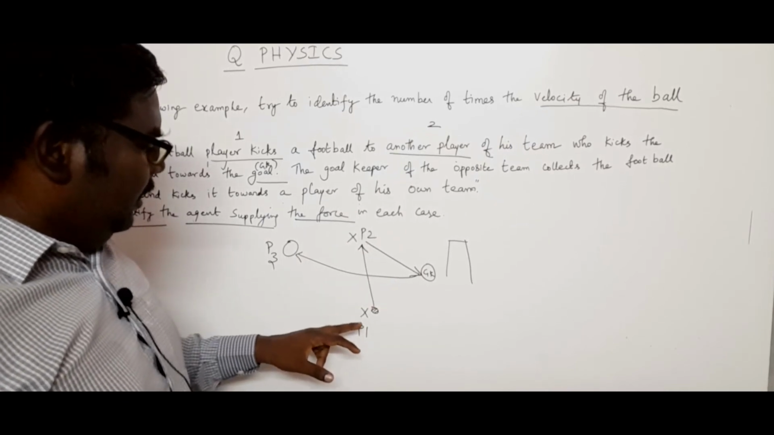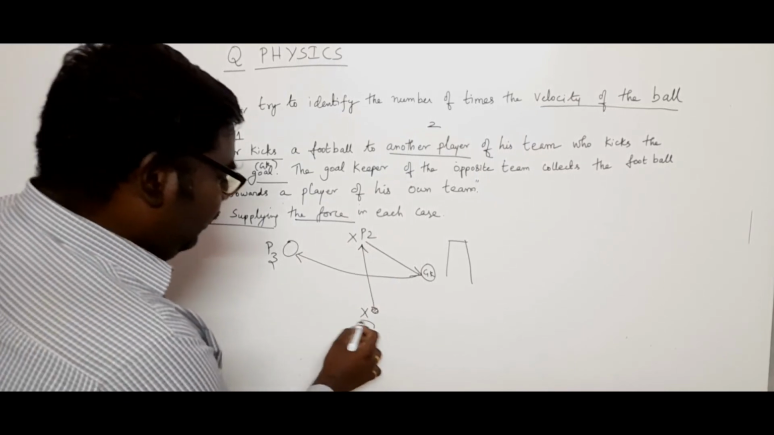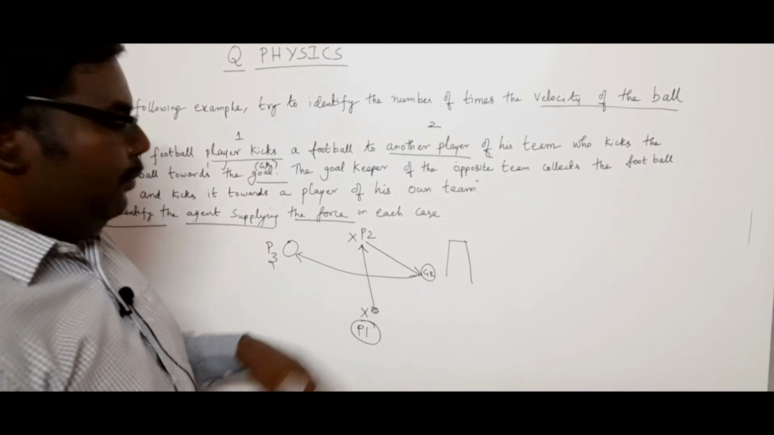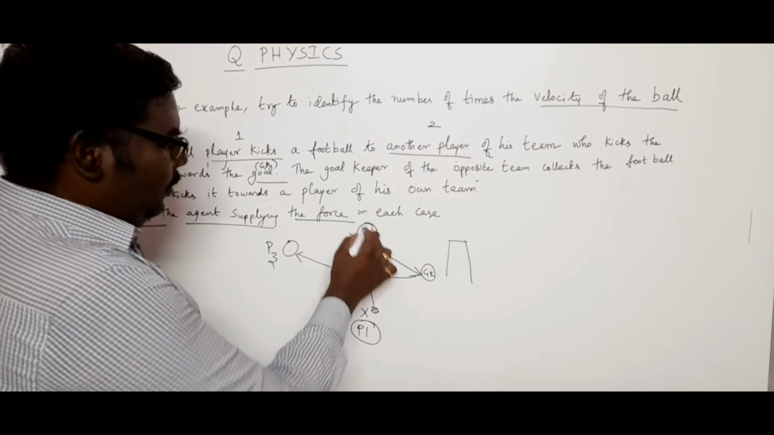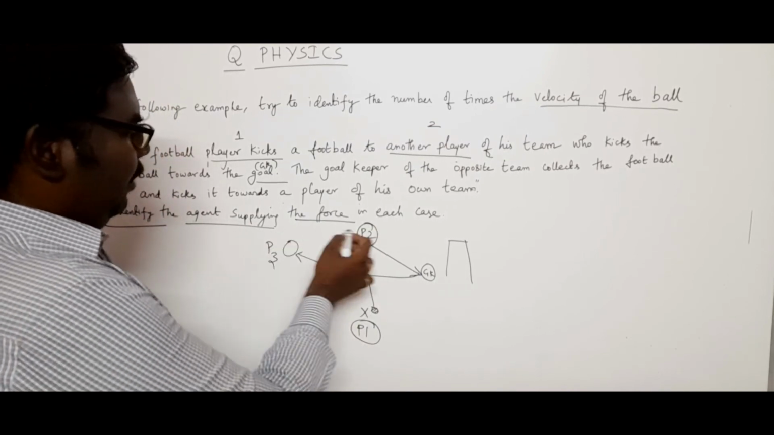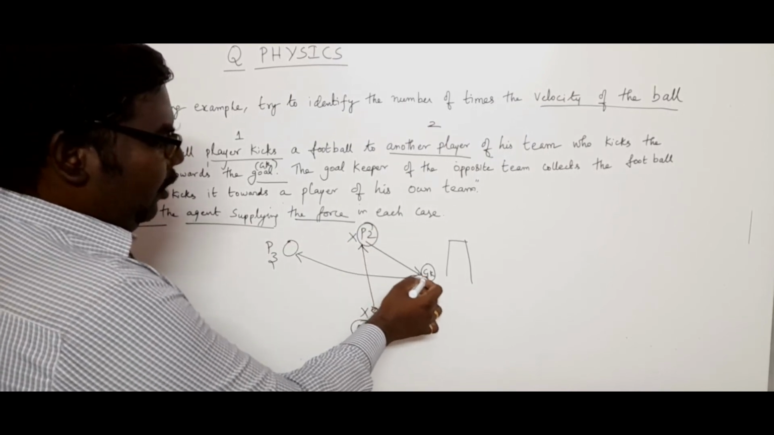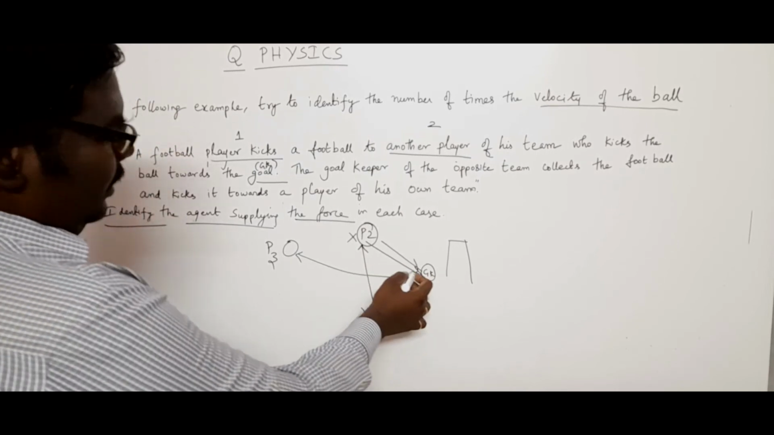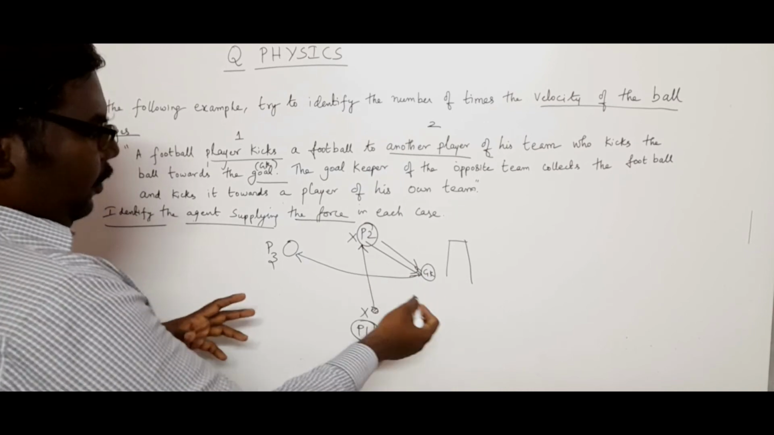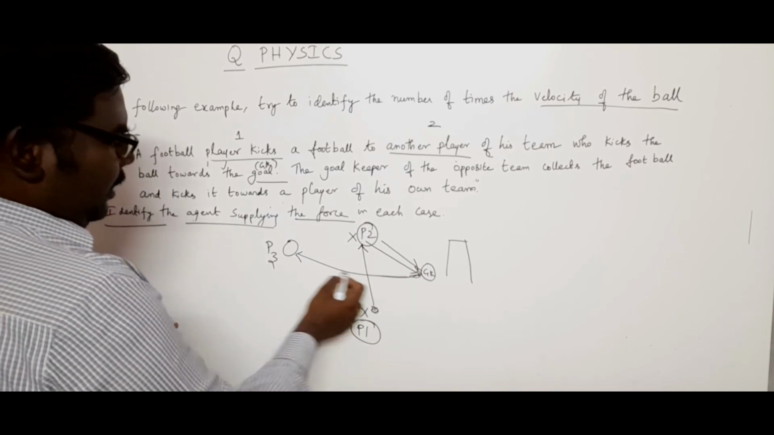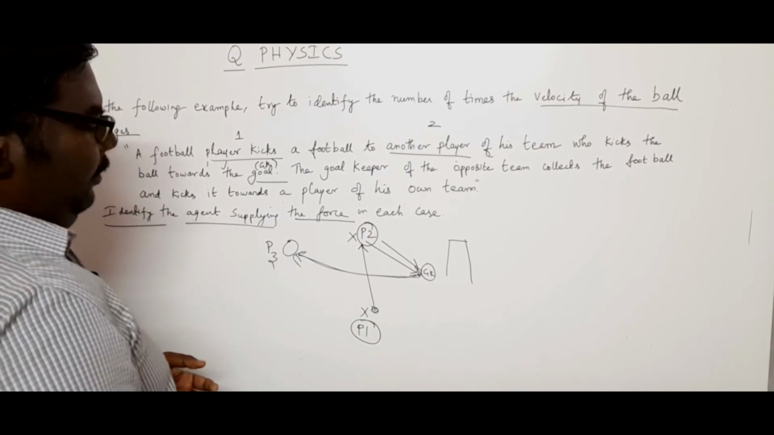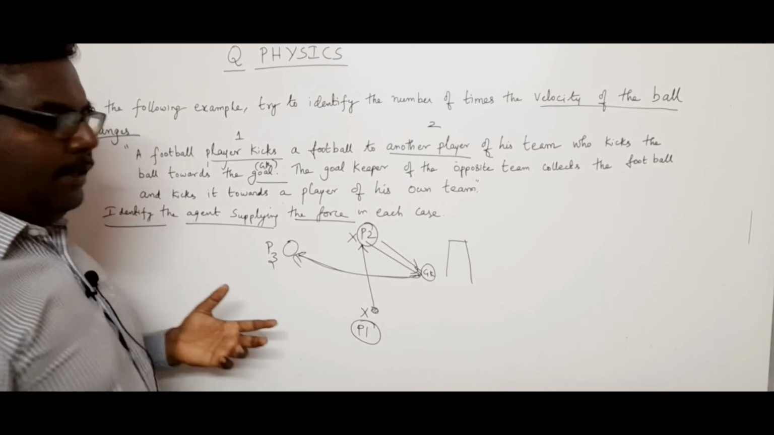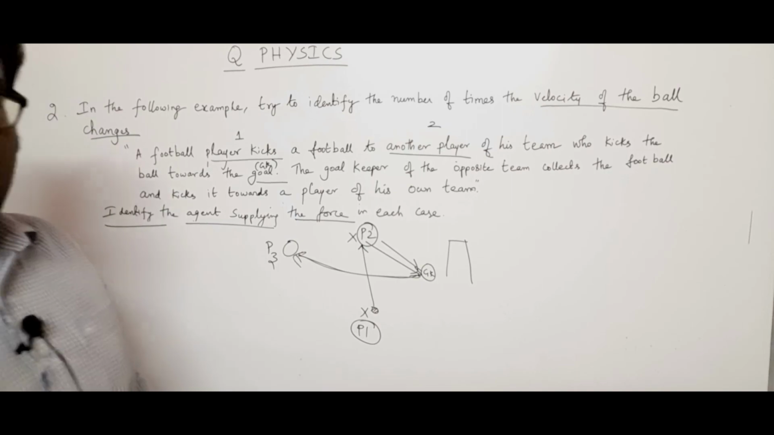In the first case, player 1 is causing the force. That is why the ball is moving to player 2. Again, player 2 is applying the force, and he is sending the ball to the goalkeeper. Finally, the goalkeeper applies a force, and by applying the force, he is sending the ball to player 3. They are the agents supplying the force for the movement of the ball.